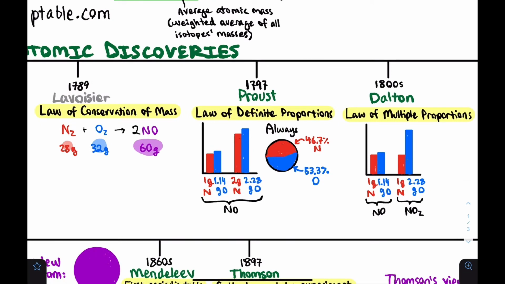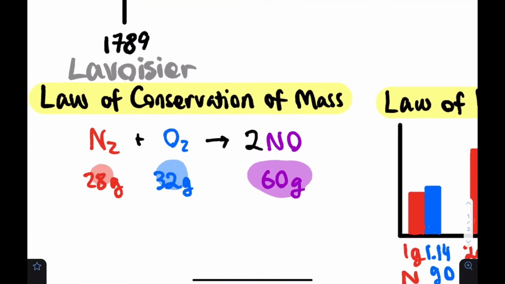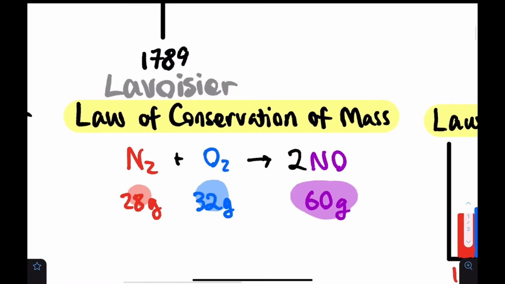And at this point, we were able to figure out some laws, and these laws helped us figure out how an atom worked. So the first of these laws is called the law of conservation of mass. Law of conservation of mass says we cannot poof matter into existence or out of existence. We can't create or destroy matter. Matter is constant in the universe.